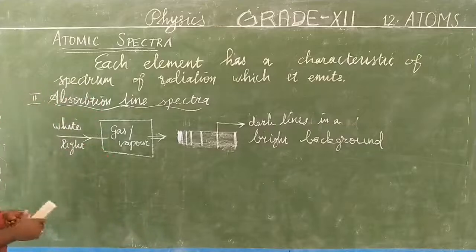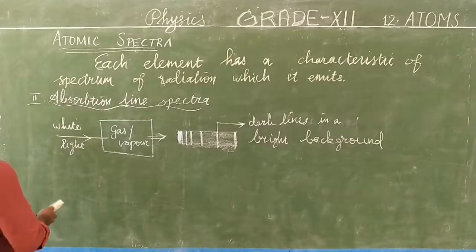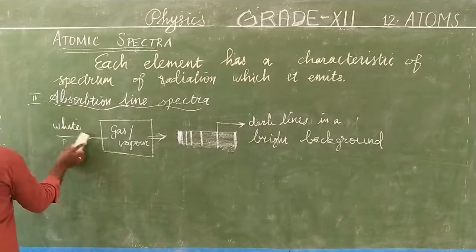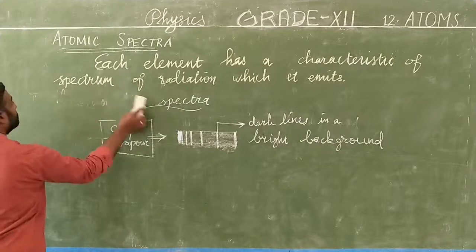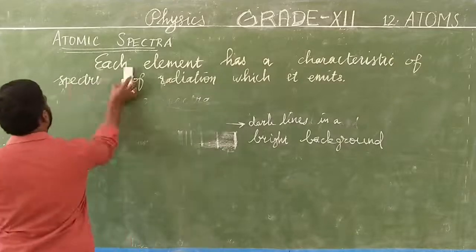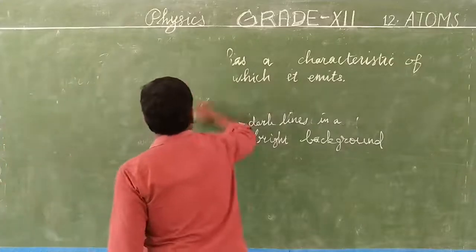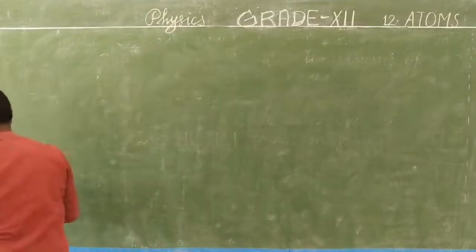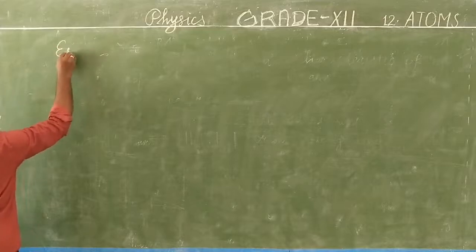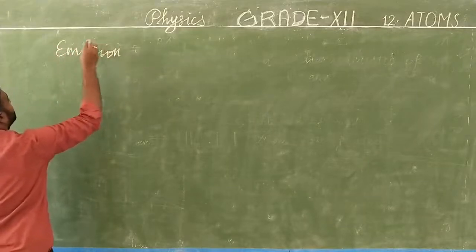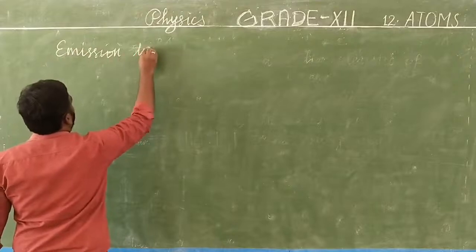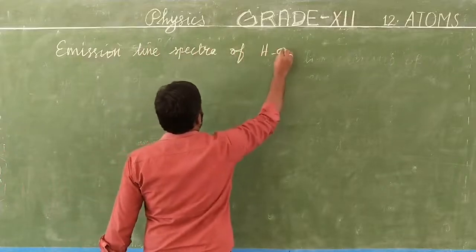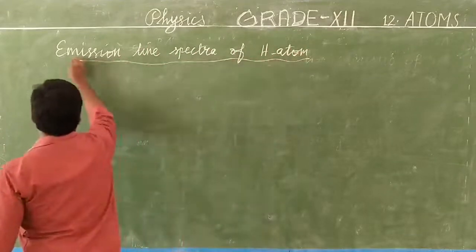Okay, so now we are going to see hydrogen emission spectrum. Because hydrogen is the simplest atom, it has the simplest spectrum. That is the emission line spectrum of hydrogen atom.